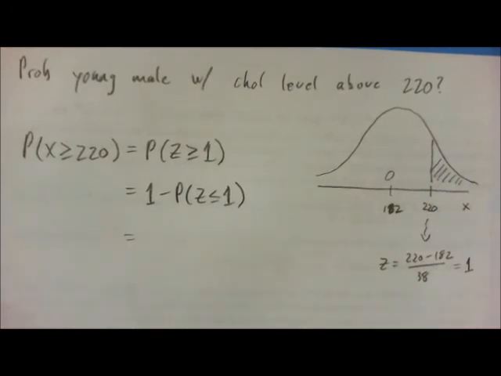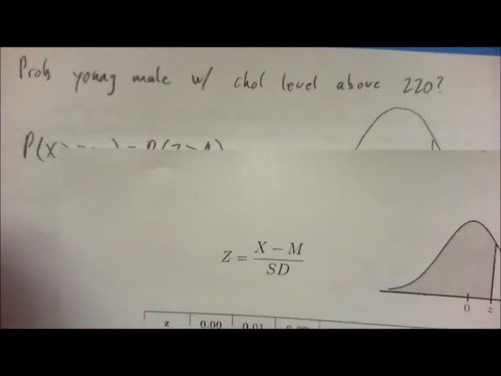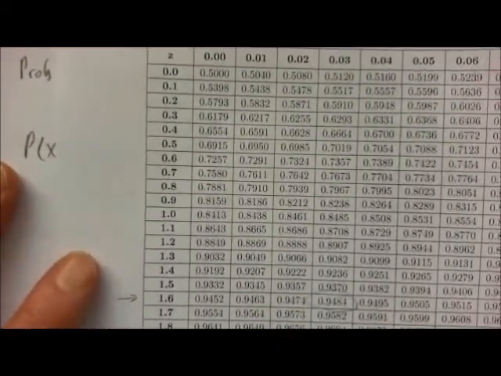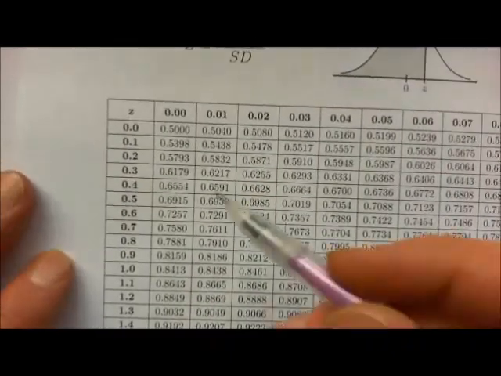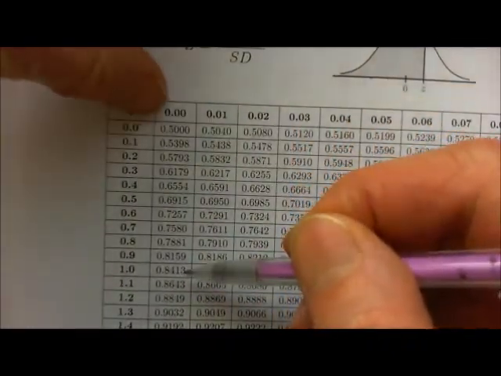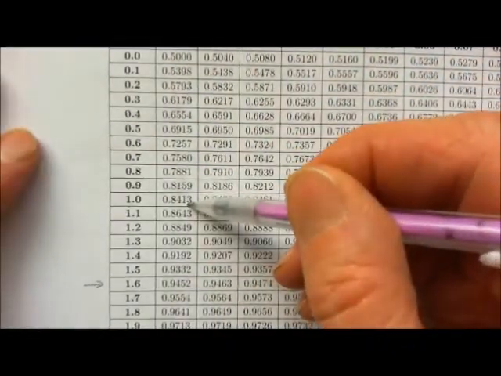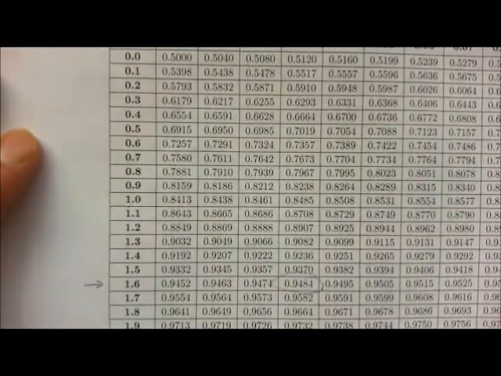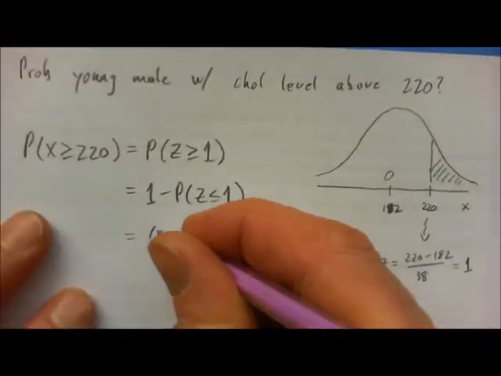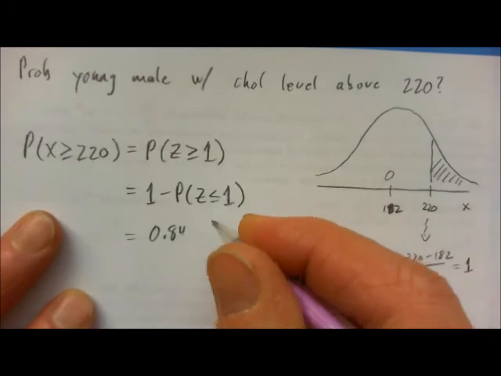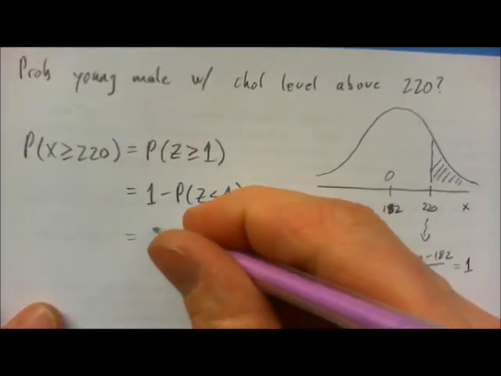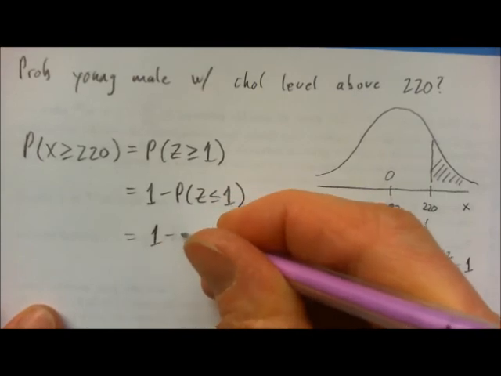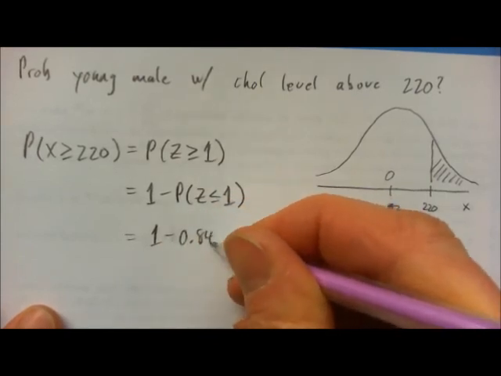So we go to the table and we find 1, and that's 1.00. So we'll come here to 1.0, and then here's the column for 0, right here. So our value is 0.8413. That's our probability. So we have 0.8413. Whoops, that's this probability. So we need 1 minus that. So it's 1 minus 0.8413.